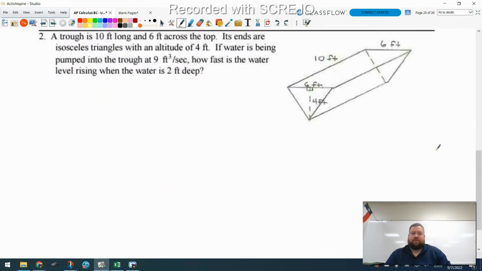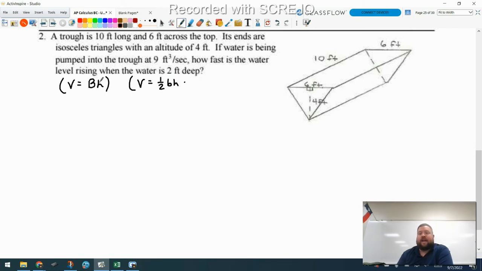Okay, we're going to do a trough problem. This is going to be kind of similar to our cone that we had yesterday, just doing it with a triangular prism this time instead of with a cone. Okay, so remember that the formula for volume of a prism is equal to area of the base times the height. So for this problem, the area of our base would be 1/2 BH.